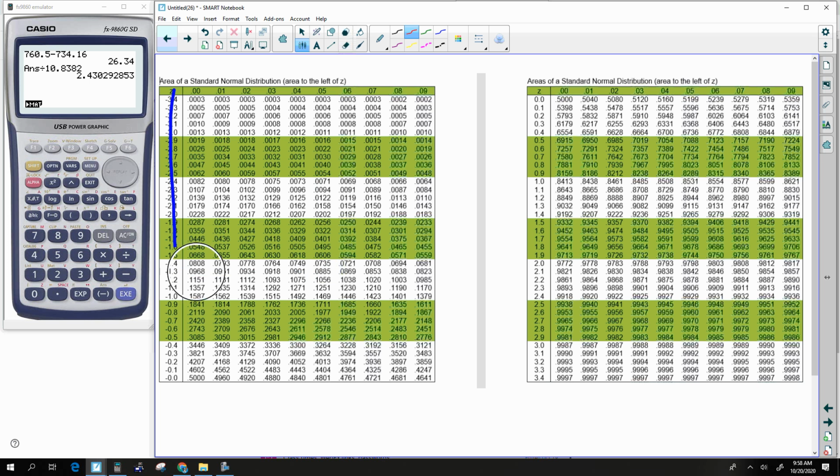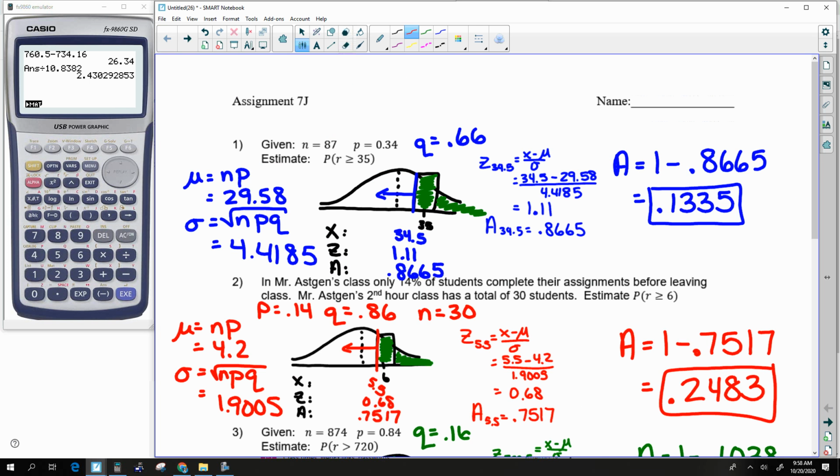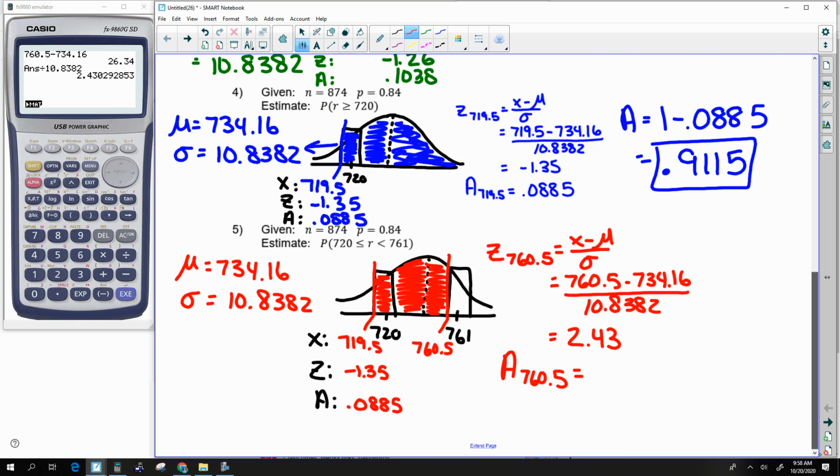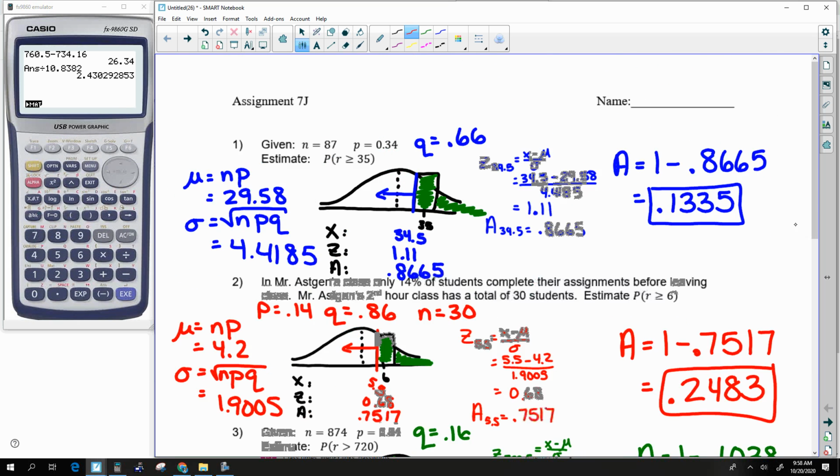Hang on, I lost my train of thought. I think it's 2.43. I don't want to make a mistake. Yeah, 2.43.